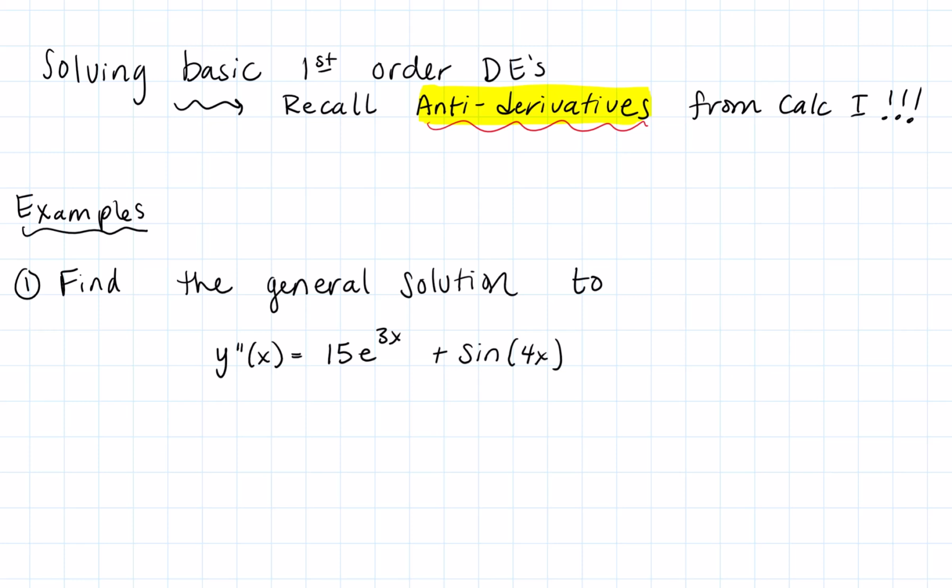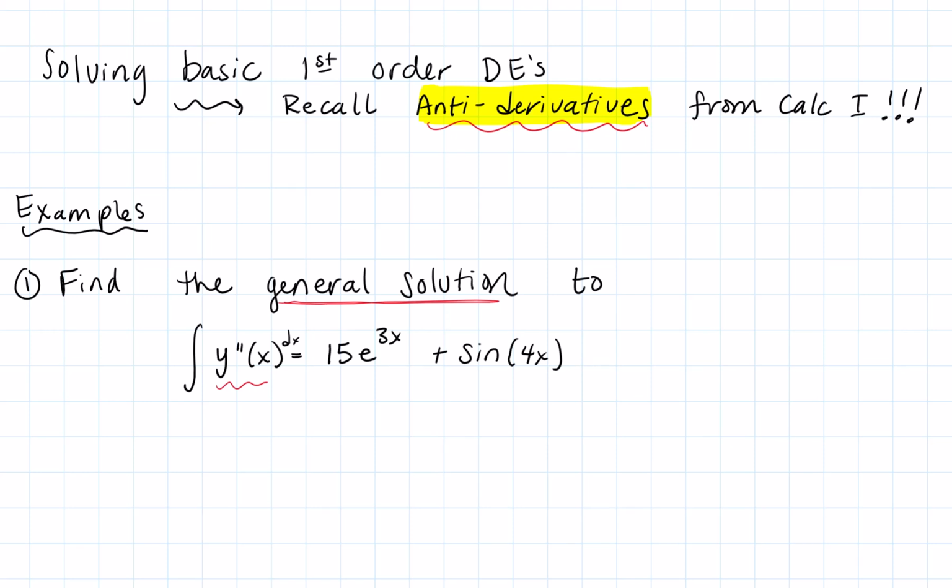So on this one, it says, find the general solution to this differential equation where the second derivative of x is equal to 15e to the 3x plus sine of 4x. Now, we just want the general solution, and we have a second order differential equation here. We have the second derivative. So what we're going to do is use our tools and techniques of integration. We're going to integrate both sides of this equation with respect to x in order to find the first derivative.